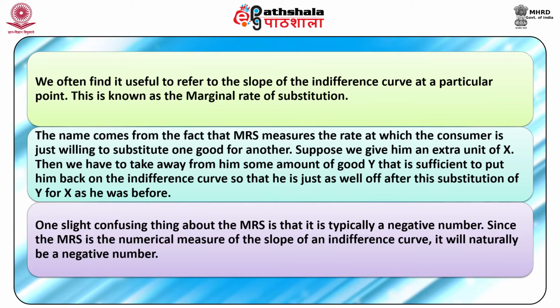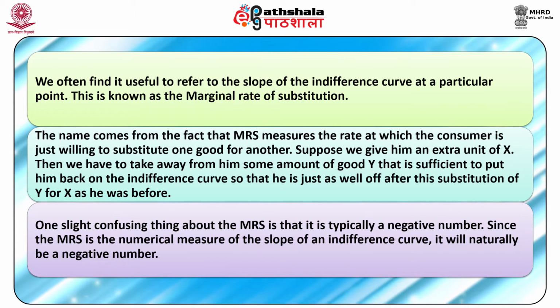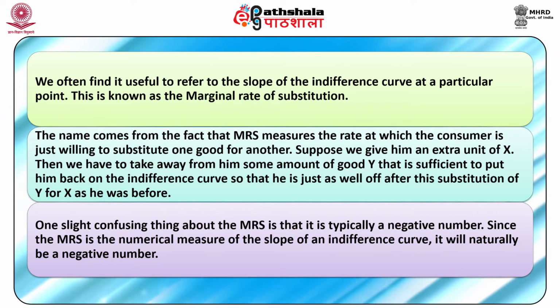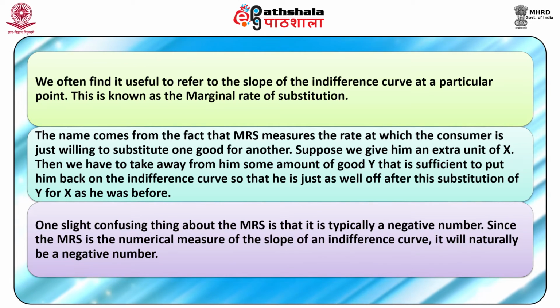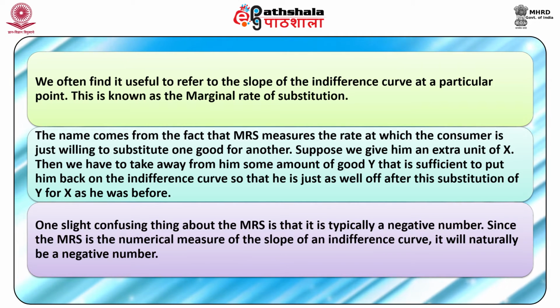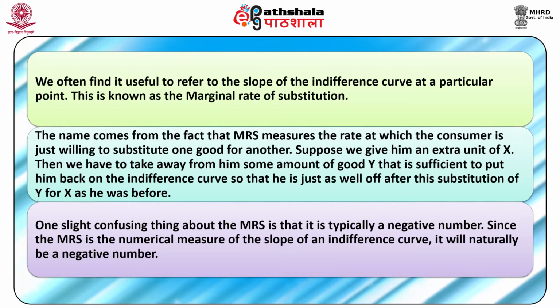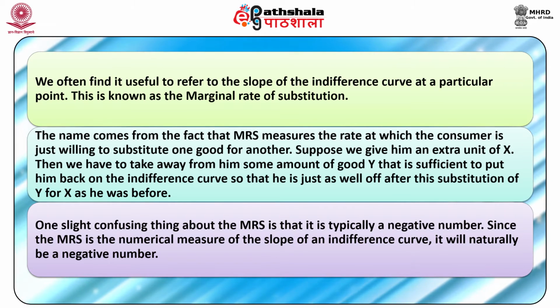We often find it useful to refer to the slope of the indifference curve at a particular point, as we have said, which is the marginal rate of substitution of x for y. So this is known as MRS xy, and the name comes from the fact that the marginal rate of substitution measures the rate at which the consumer is willing to give up 1 unit of a commodity to obtain another unit of another commodity. This rate goes on declining.